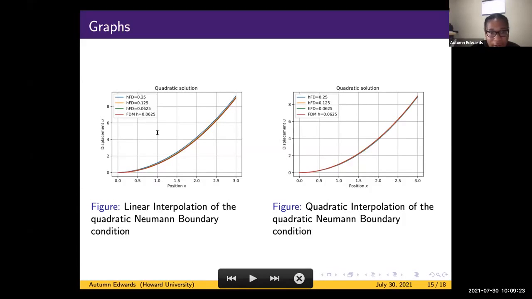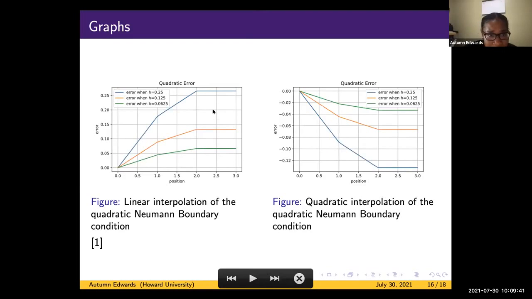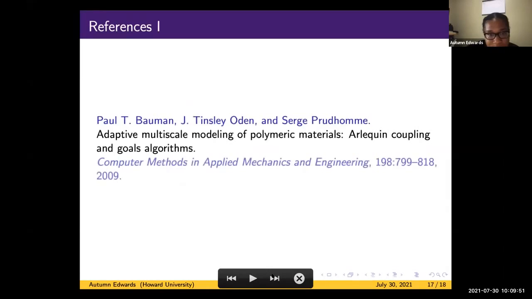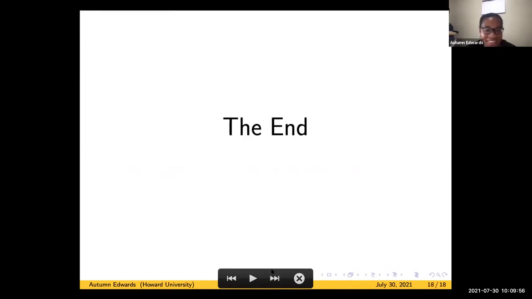And we can see that our error, the quadratic right here, you can't really see it. It's really hard to see the different ones because they're so close together, which we predicted. It's a lot more efficient than our linear interpolation on this side. And then again, we have the error plots. And we can see that on our linear side, our error is a lot greater than when we did our quadratic interpolation. All right, and those are some of the references that I had, and that's all that I had for today. Any questions?